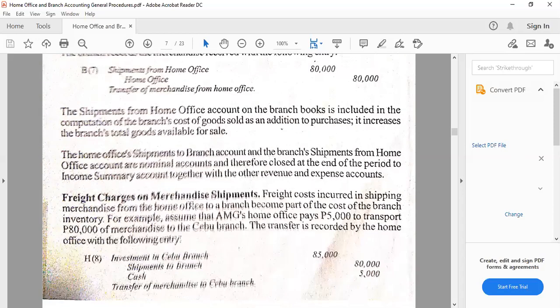Next, what about if there would be freight charges on merchandise shipment? So let's say, for example, we have 80,000 merchandise shipped. Then this is from home office to branch. We have to be careful with the movement, by the way, of any transfer or any transaction involving the two, because that would result in other journal entries. Anyway, to proceed, we have 5,000 freight, and this will be capitalized to investment in Cebu branch, meaning added, and it will be credited to cash 5,000 pesos.